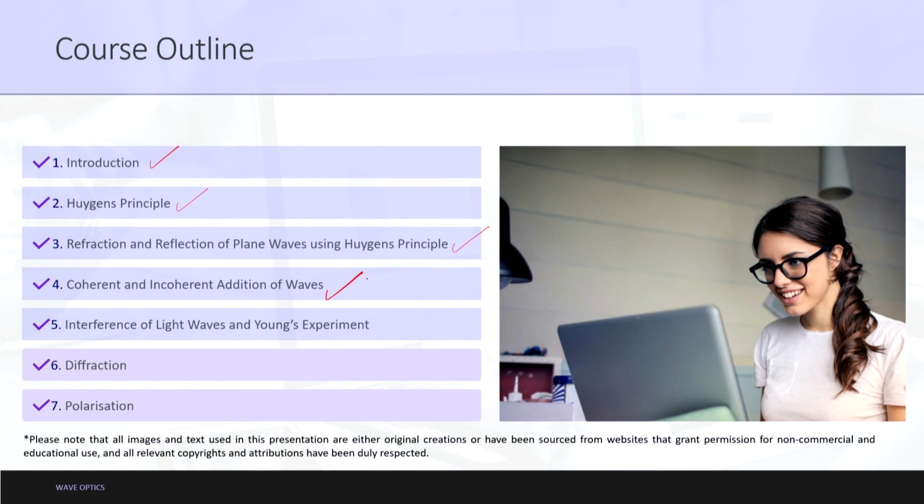After the completion of the fourth concept, we went on to interference of light waves. What is the interference of light waves? What is Young's experiment? Why do the phases need to be locked when Young's experiment is being performed?